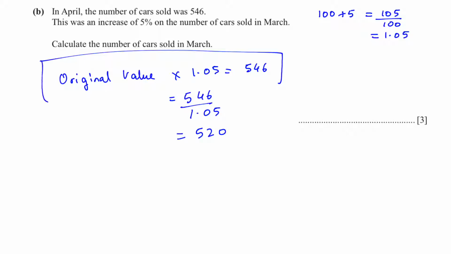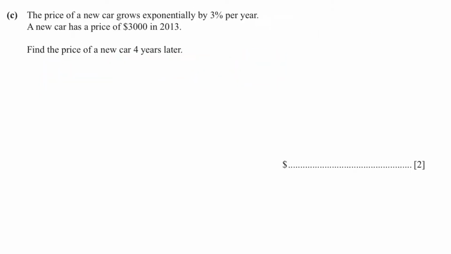This is something that you need to know very well. The original value multiplied by the multiplier gives you your new value. It could be the number of cars, it could be the cost price and the selling price. The things can change, but the formula is the original multiplied by the multiplier will give you your new value. Also remember, if it is an increase, we add. If it is a decrease, we subtract.